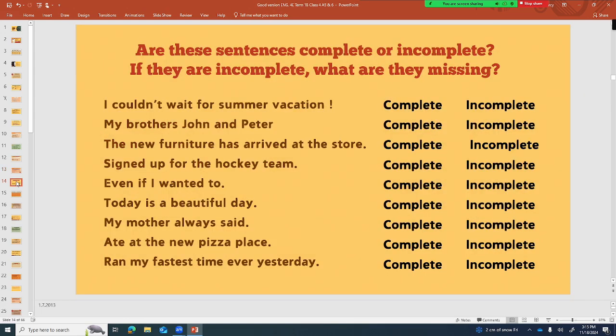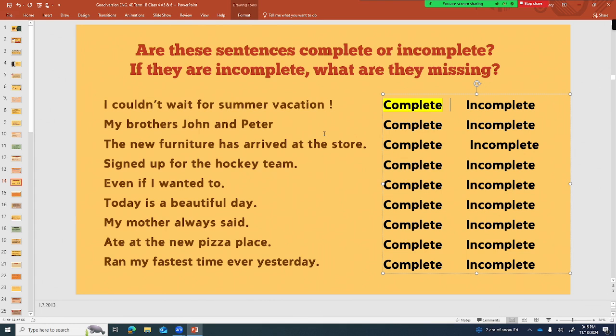All right. So we're going to look at these sentences and you tell me, my imaginary audience, are these sentences complete or are they incomplete? And if they are incomplete, what are they missing? I couldn't wait for summer vacation. Okay, so I is your subject, couldn't wait is your verb, and it does express a complete thought. So I would say that it is complete. Let me think. All right, good. My brothers, John and Peter.